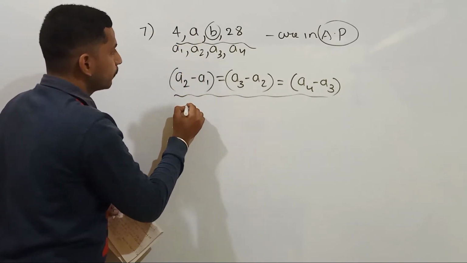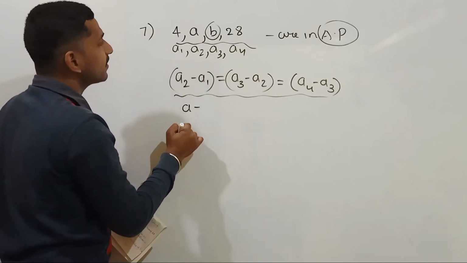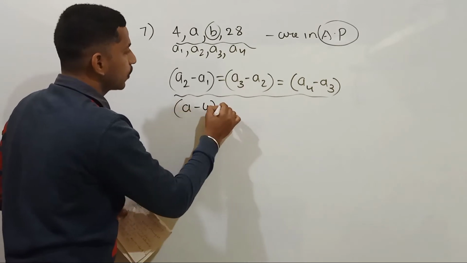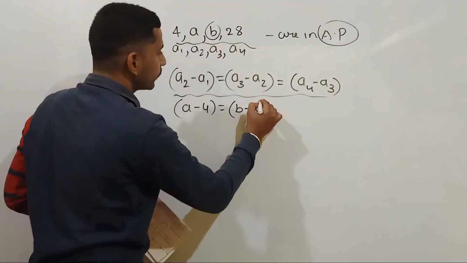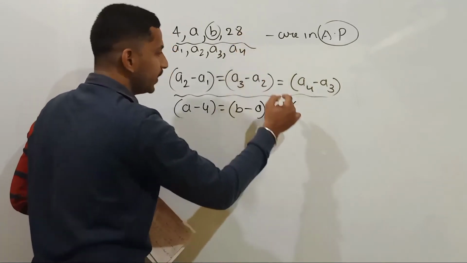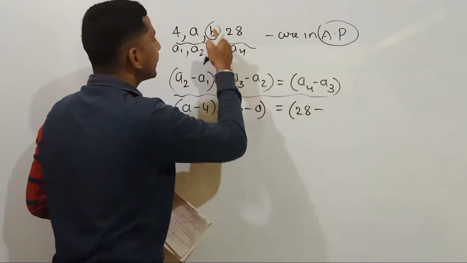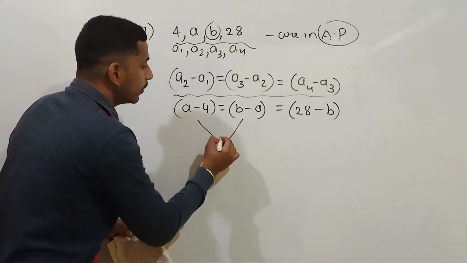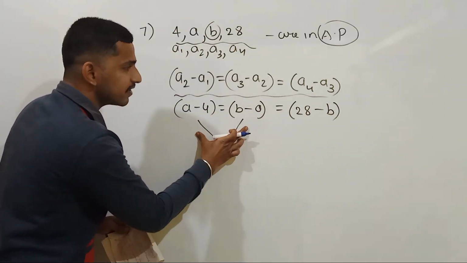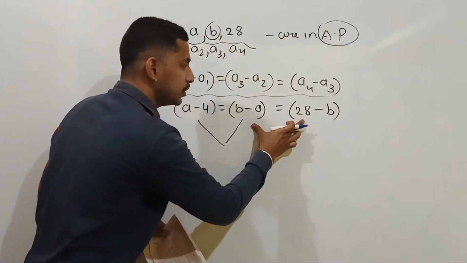Now, what is A2 here? A minus what is A1? 4 is equal to what is A3? B minus what is A2? A. This is equal to what is A4? 28 minus what is A3? B. Now, let us solve one by one. First, we will solve these two equations and next we will solve these two equations.